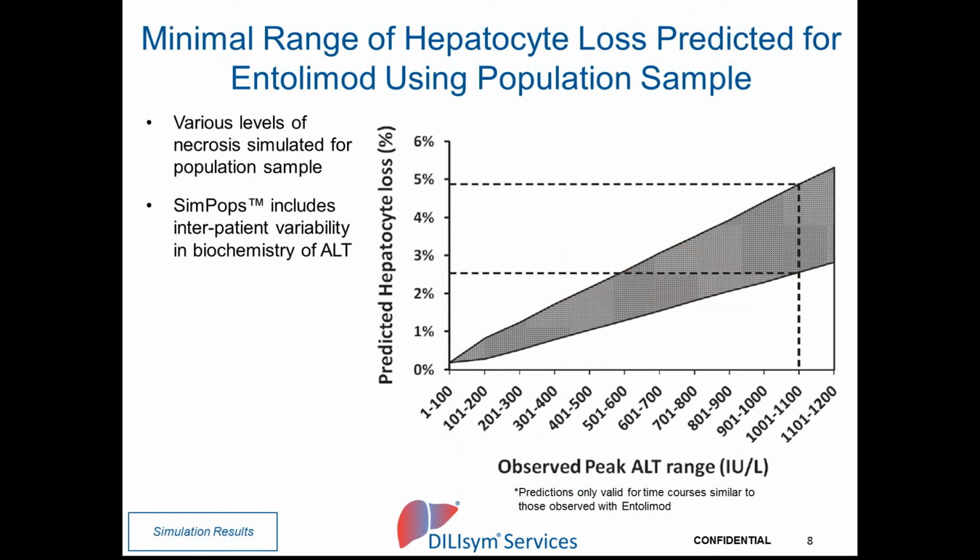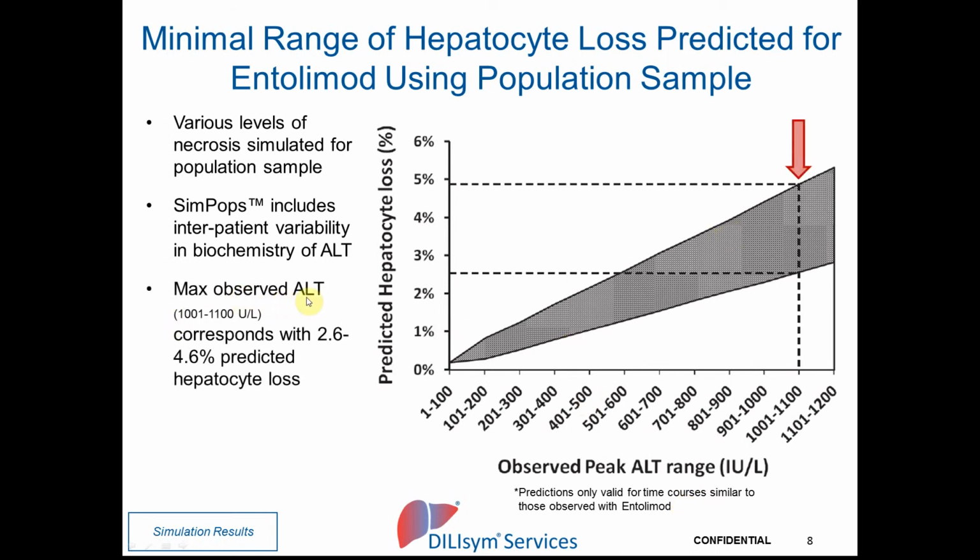In order to gain an estimate of what would happen in a wider population, we used our simulated populations, otherwise known as SimPops, that include interpatient variability in various aspects of ALT, to predict the range of hepatocyte loss for a given observed peak ALT range. And keep in mind, I'll just emphasize that these are only valid for time courses similar to those observed with Entolimod. Even for the maximum ALT patient that had an excursion, a peak ALT of about 1,000, the hepatocyte loss was quite modest, ranging from say 2 to maybe 5% in this particular set of data.